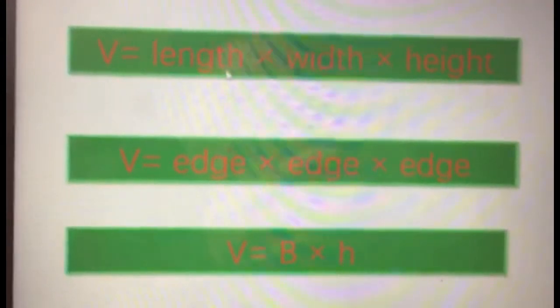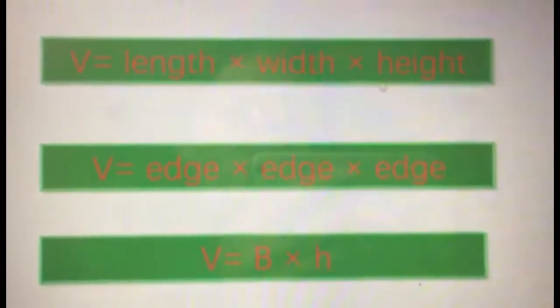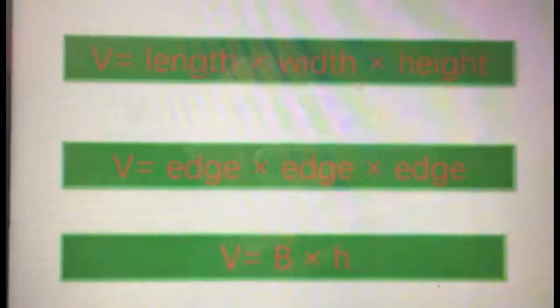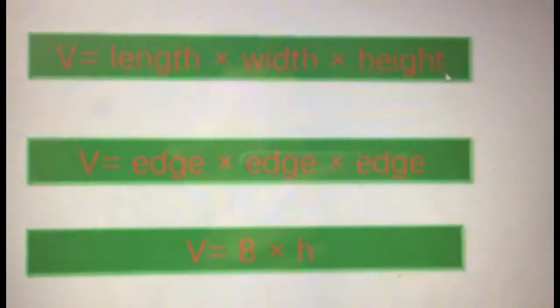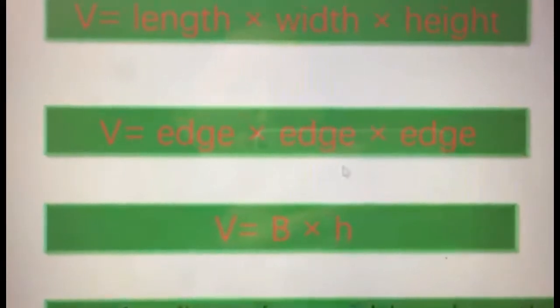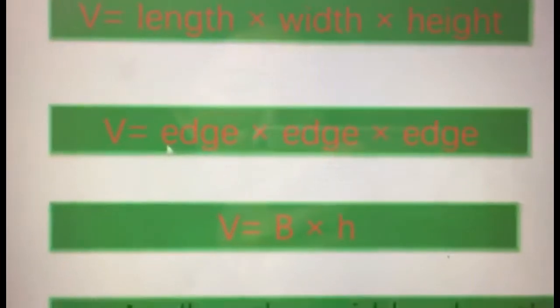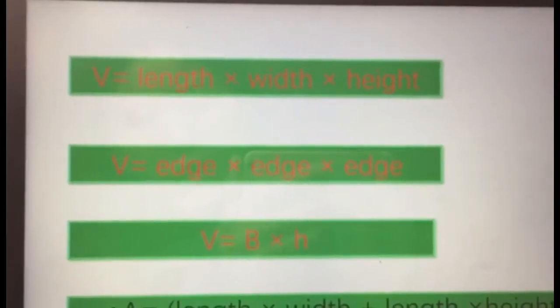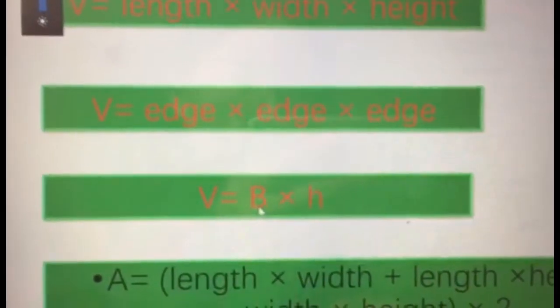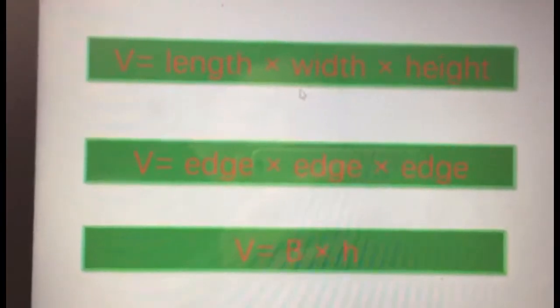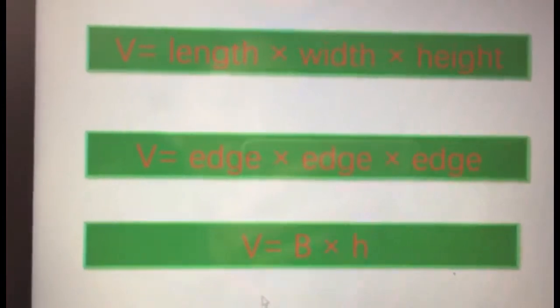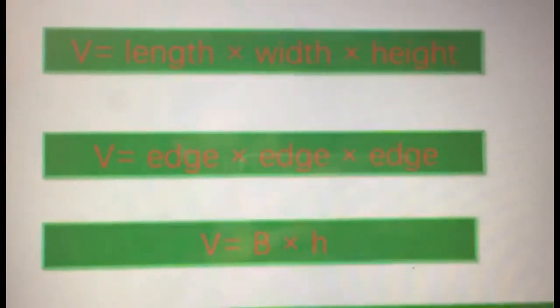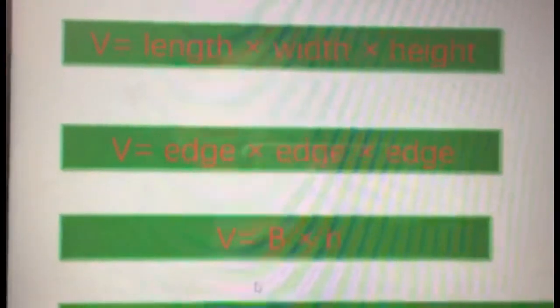Sometimes you're given the length and the width and the height. Then you can use length times width times height, and you get the volume of the rectangular prism. Sometimes it's a cube. Then if you know the edge, you can multiply the edge by itself 3 times. Sometimes you're given the area of the base, then it's the area of the base times height, because length times width is the area of the base. So depending on what you're given, you can choose one of these formulas.